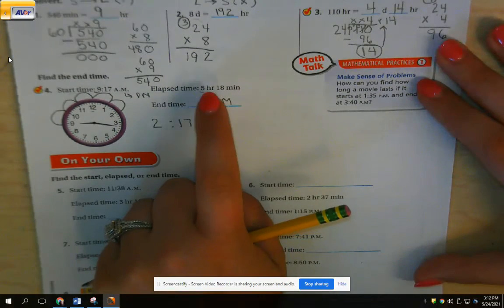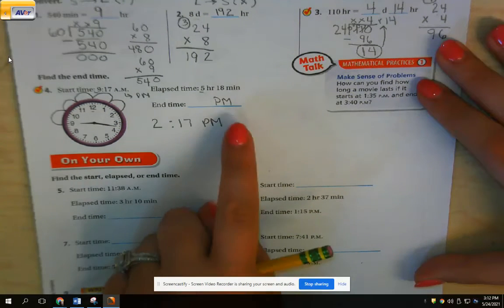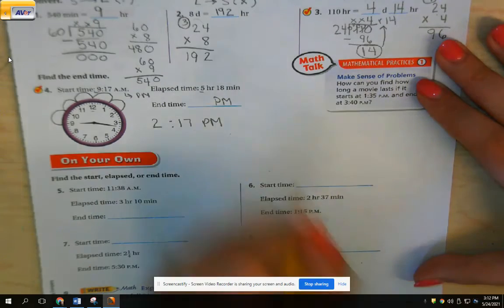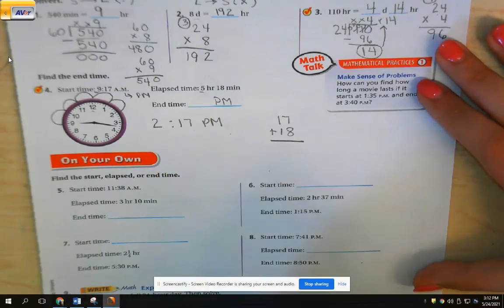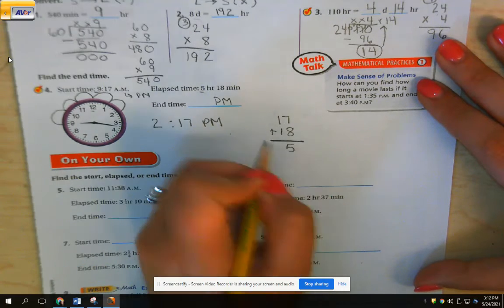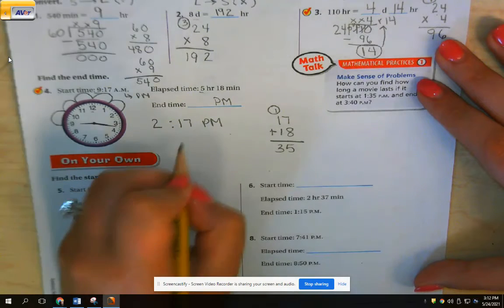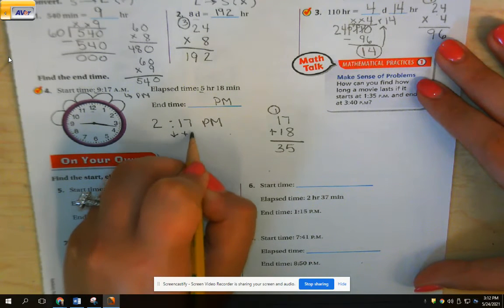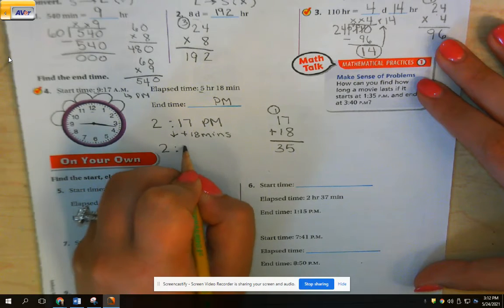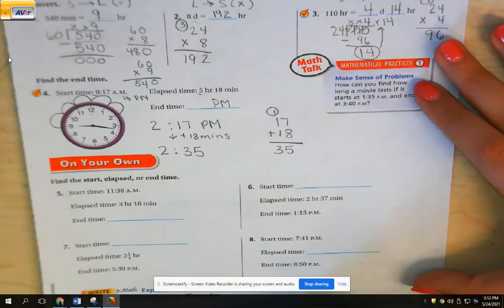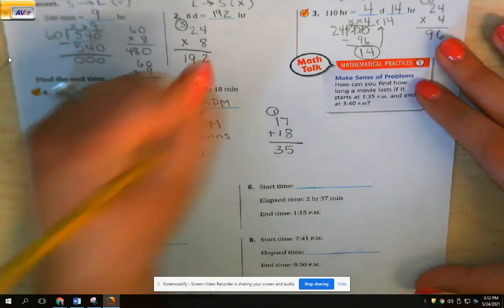But we're not done. It's going ahead 5 hours and 18 minutes. So we need to add these 18 minutes to 2:17. So if I did 17 plus 18 on the side over here, I know 8 plus 7 is 15. 1 plus 1 plus 1 is 3. So once we add those 18 minutes, we're looking at 2:35 p.m.